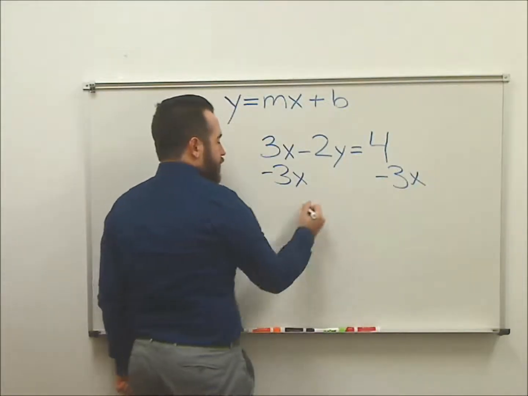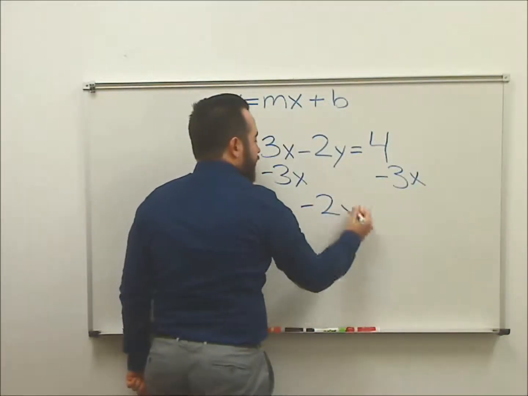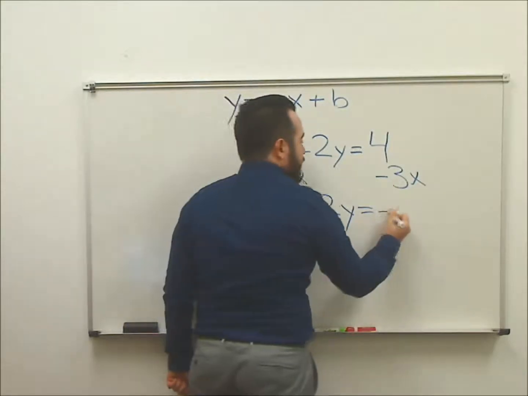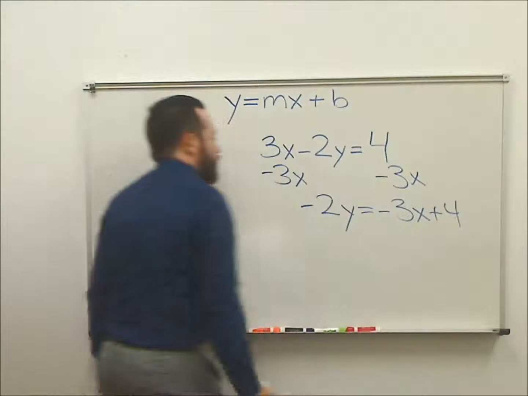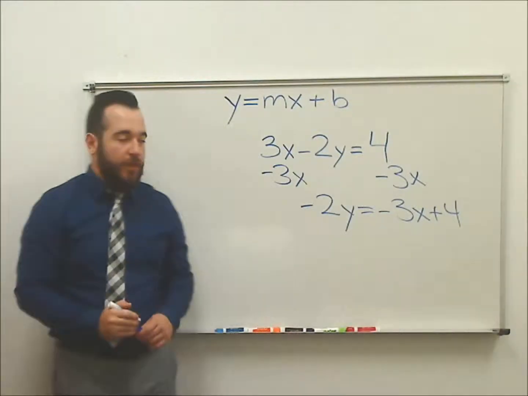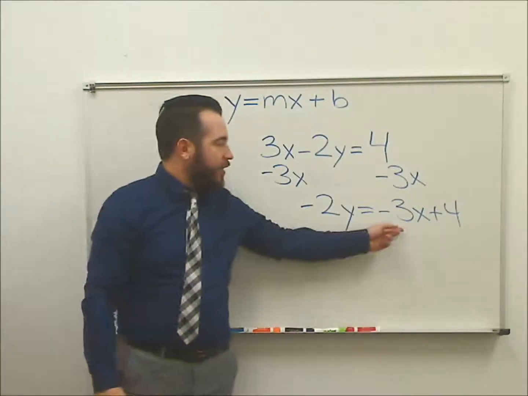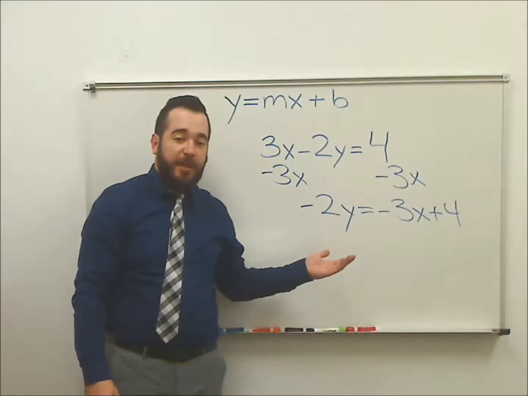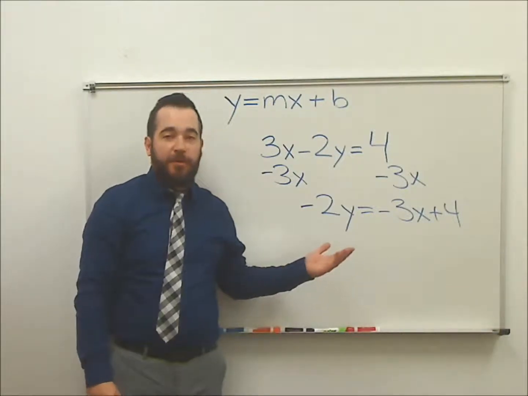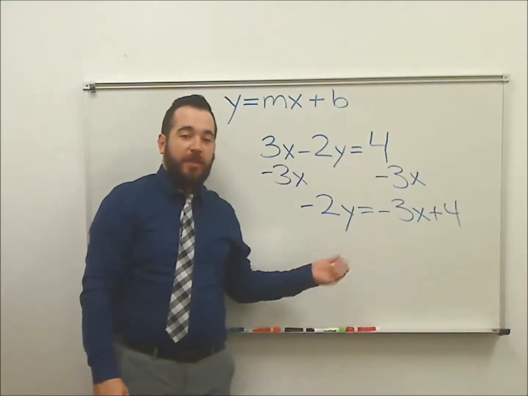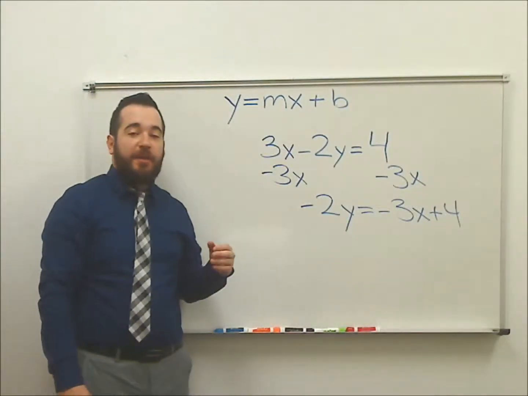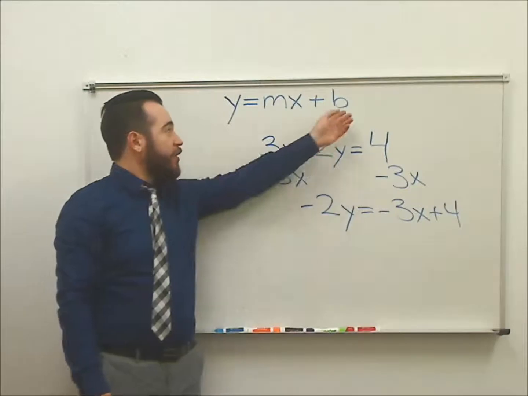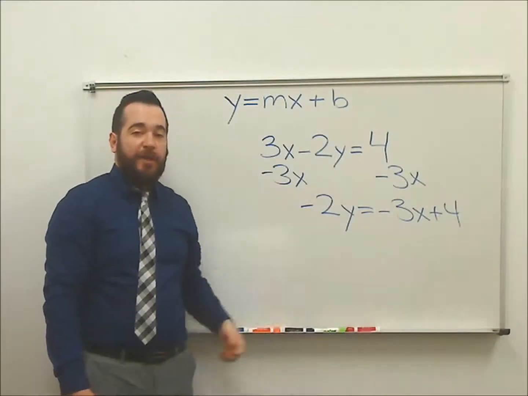Okay, so we get -2y = -3x + 4. Now over here on the right-hand side, you can write that as 4 - 3x, or -3x + 4. It's the same thing. Just remember, when you get to the end, whatever number is attached to the x is the slope, and whatever number is just by itself is your y-intercept.